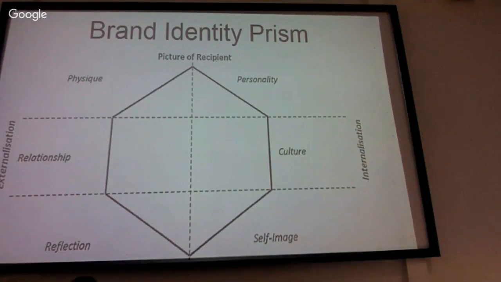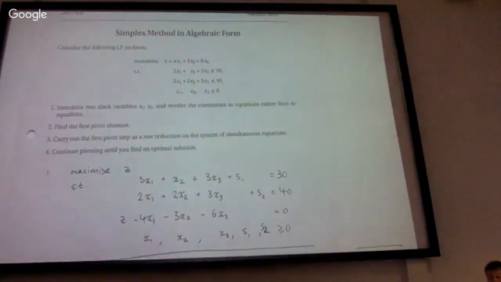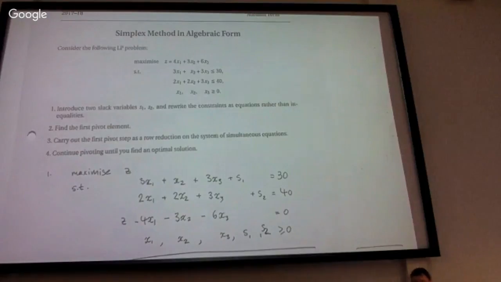Right, so this was the homework, wasn't it? We had a linear program with the constraints of physique, personality, culture, self-image, reflection, and relationship. Oh no, this wasn't the homework. This is the leftover from some previous lesson. The homework was, in fact, this. Does that look more familiar? So let's go through it. I hope you've at least started solving this.